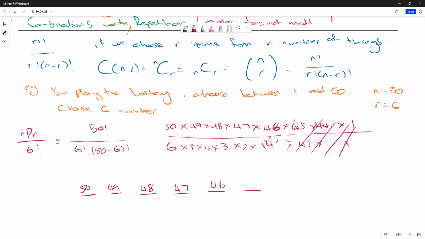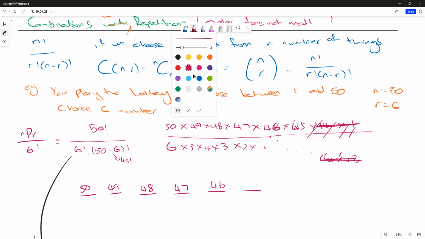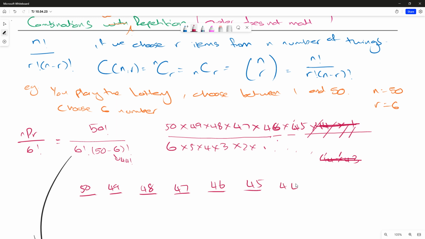Because this is 44 factorial, that would be over here. It's 43, etc. So those will cancel out on that end of the spectrum. Okay, so let's just erase that. Leaving me with 50 times 49 times 48 times 47 times 46 times 45 times 44 options of choosing that.